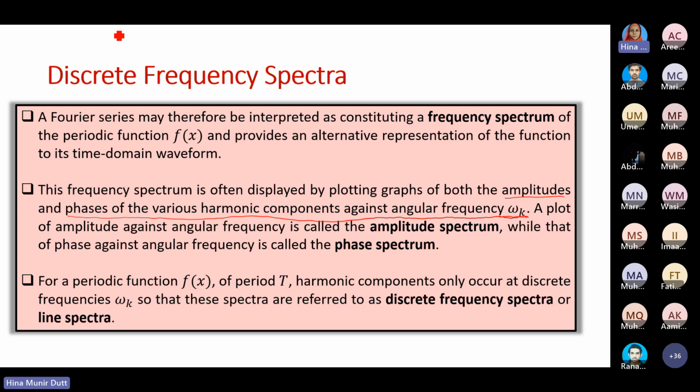The plot of the amplitude against the angular frequency is called the amplitude spectrum, while the plot of the phase angle against the angular frequency is called the phase spectrum. So for a periodic function of period T, harmonic components only occur at discrete frequencies omega k. So the plot of the amplitude spectrum and the phase spectrum are both considered as discrete frequency spectra or line spectra, because what we do is plot this.